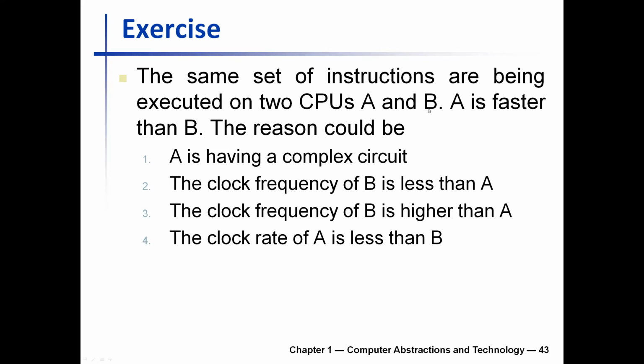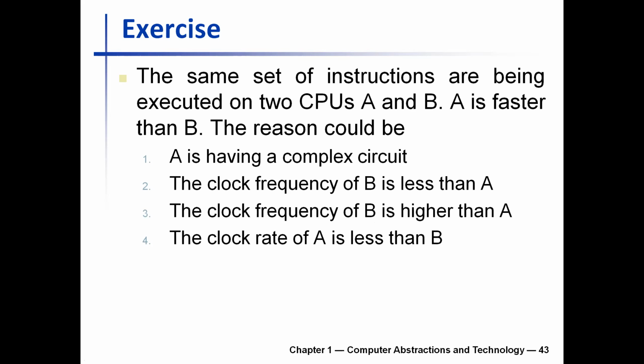But again, if the time saved by having a faster clock is a bigger factor than the time increased by having a larger number of cycles, then of course it is possible that the clock frequency of B being less than A is a reason for A being faster, right? Okay.